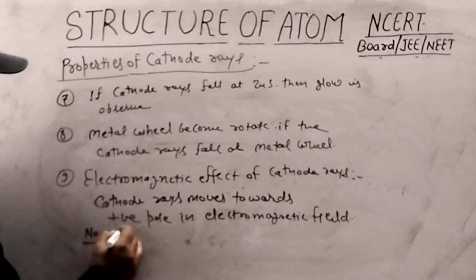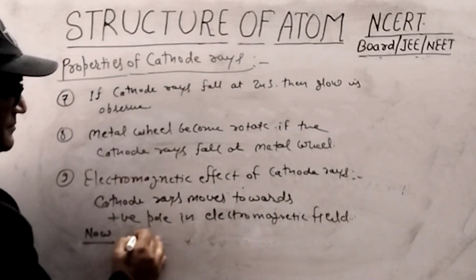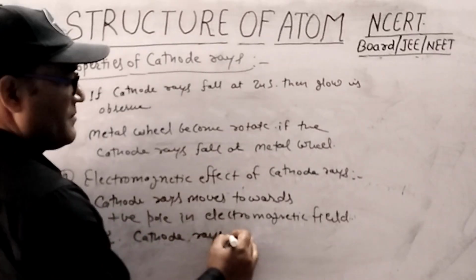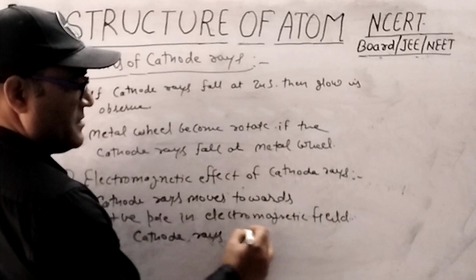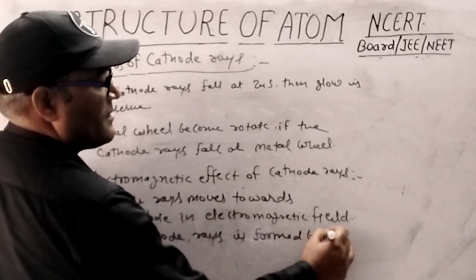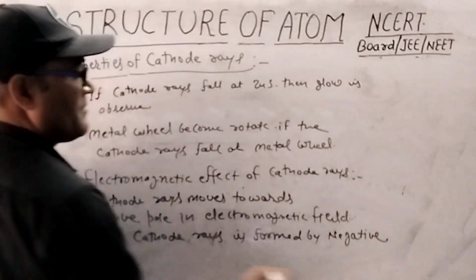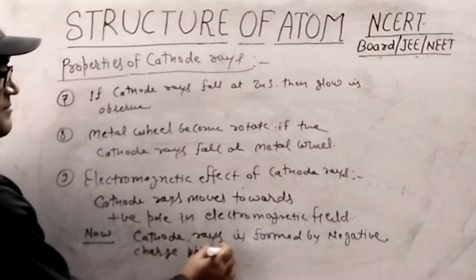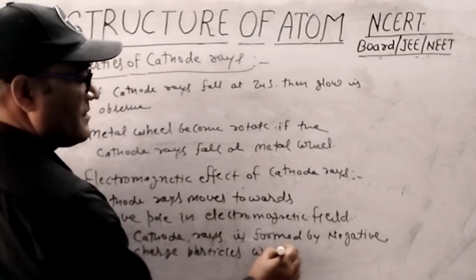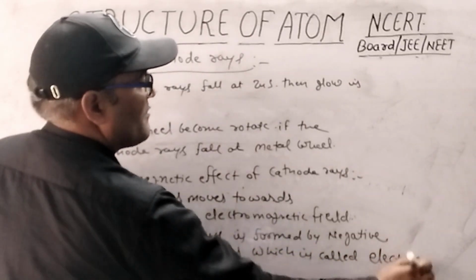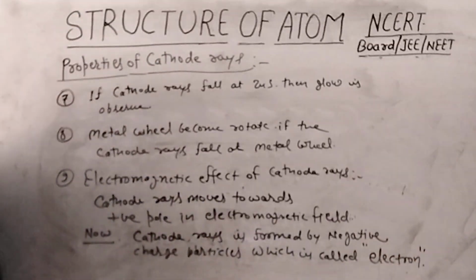Now we can write here: cathode rays are formed by negative charge particles, which are called electrons. So you can take a screenshot.